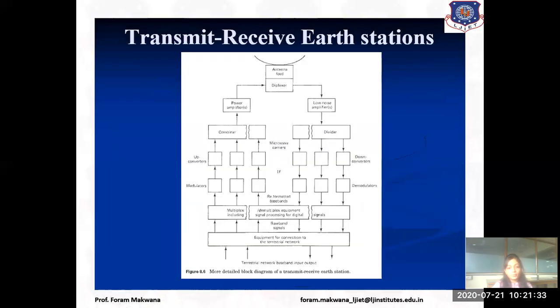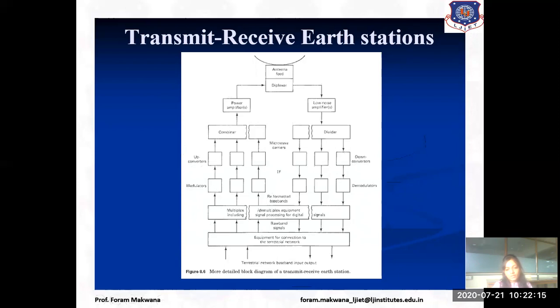Now this is the more detailed block diagram of the transmit receive earth station. Over here you can see that this is the antenna, this is the duplexer, this portion is for the transmitter, this portion is for the receiver. Over here you can see that this is the up converter. The transmitter consists of power amplifier, combiner, up converter, modulator, multiplexer, and the baseband equipment, or you can say equipment for connection to the terrestrial network.